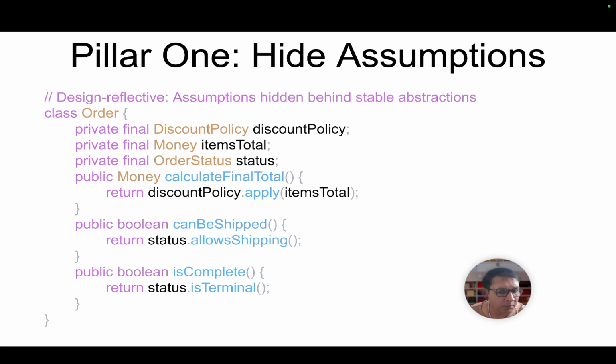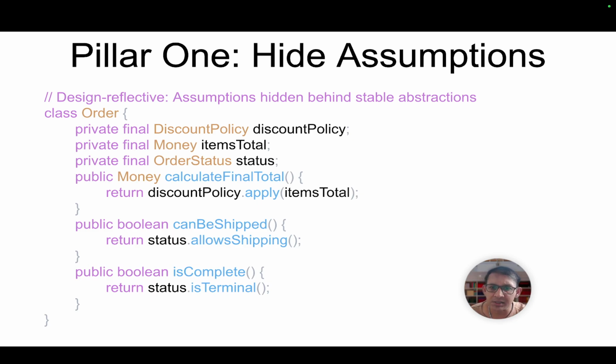The internal logic of that policy is a secret, hidden away, free to change without affecting the order class at all. Similarly, the order doesn't know the specific details of order statuses, representations, or transition rules. It delegates status related questions to the order status object, which encapsulates all the complexity of status management.